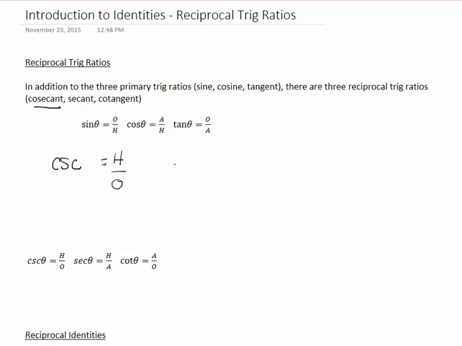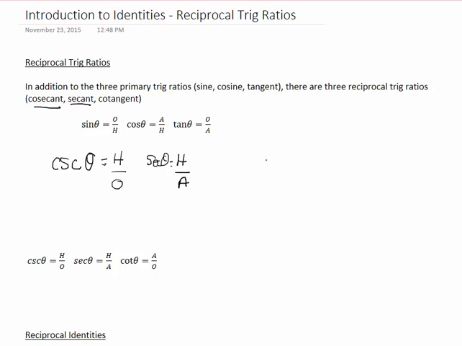So for cos, if I was to take the reciprocal, that means I just flip the A and the H upside down. For cos, the reciprocal name is secant, and we represent that by saying SEC. Just squeeze that in there. It's equal to that. I left out my theta there.